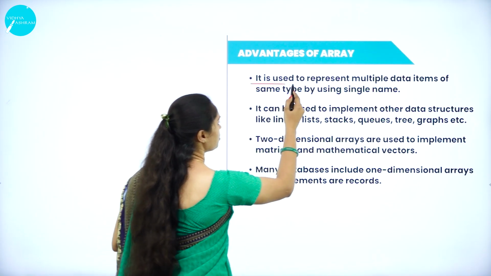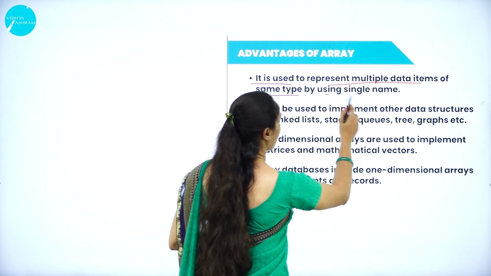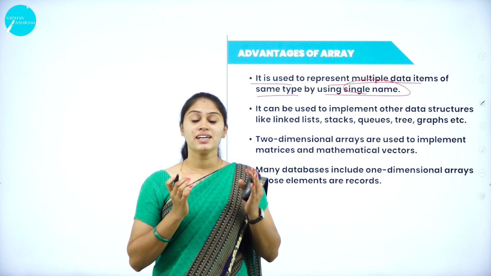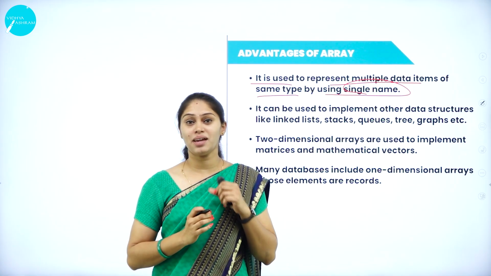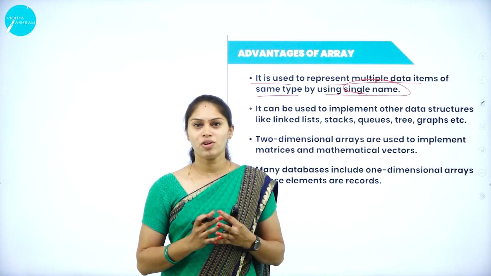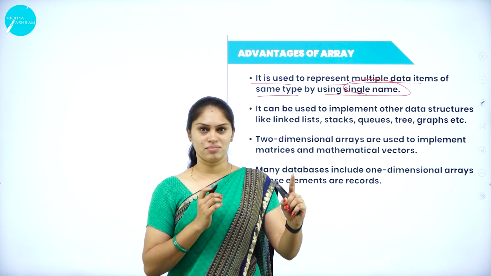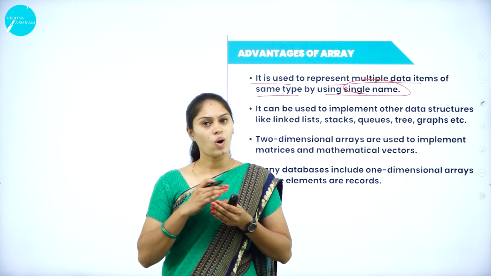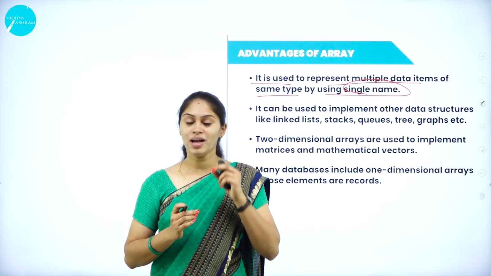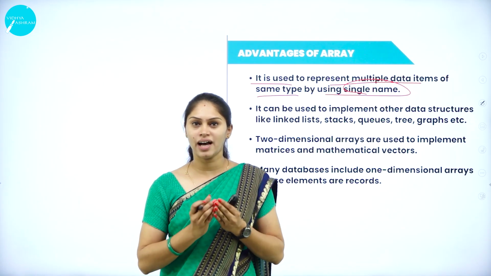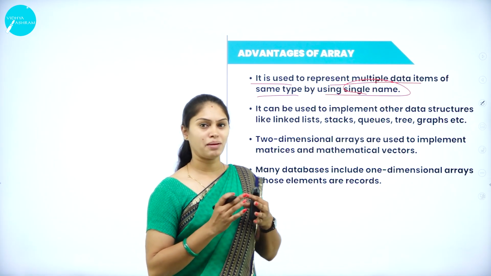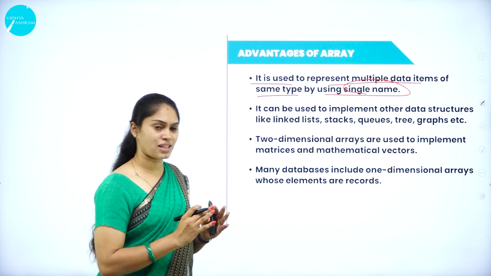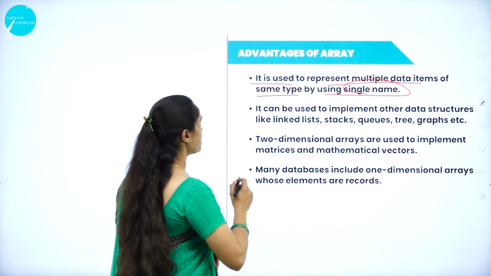So here it is used to represent multiple data items of the same type by making use of a single name. As we all know, the definition of an array is nothing but a collection of homogeneous elements, that is, the same kind of elements. We can store any number of same kind of elements with the same name, or a single name. For example, A of 100. That means all the 100 elements will be of the same type, but I am giving only one name for all the 100 elements, that will be A. So by making use of this array concept, we can represent any number of data items of the same type with a single name. That is the first advantage.